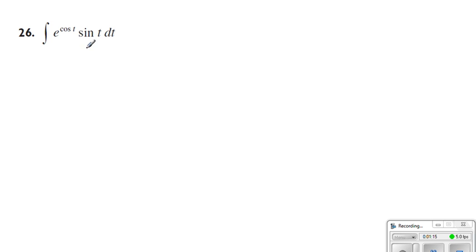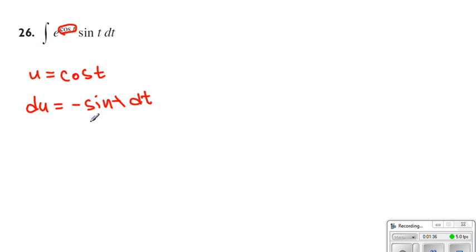Alright, number 26. Here, that's right. If you set cosine t as u, then du is equal to negative sine t dt. And here, sine t dt is what we have, so therefore we get negative du is equal to sine t dt.